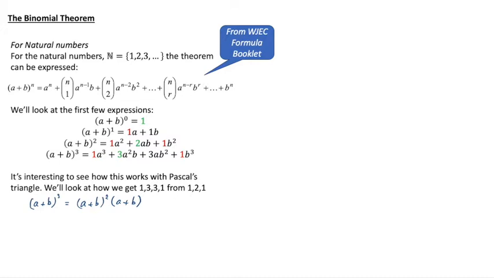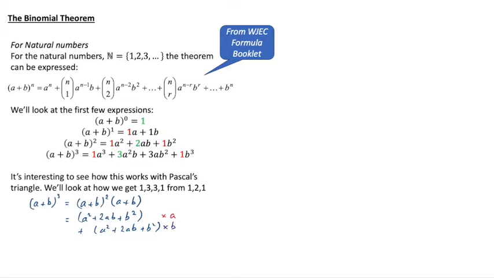Well, (a + b) cubed is the same as (a + b) squared times another (a + b). So first of all we'll multiply out (a + b) squared, which gives us a squared + 2ab + b squared, and we'll need to times that by a, and we'll also need to times it by b. So I've written that out separately. You wouldn't have to write this out separately if you're doing this as part of a normal piece of work, but this is for illustrating what's happening.